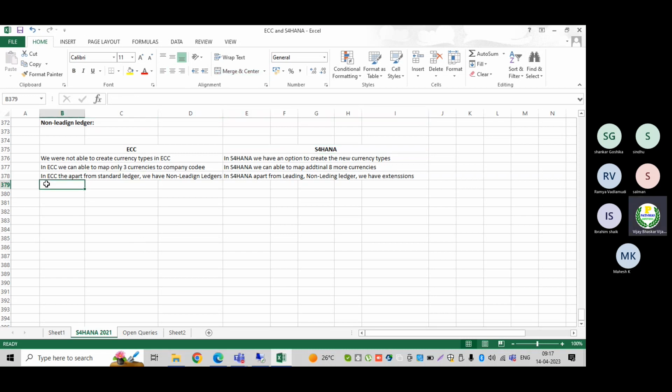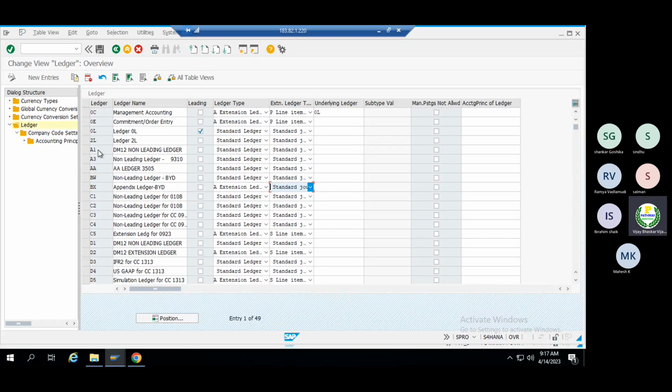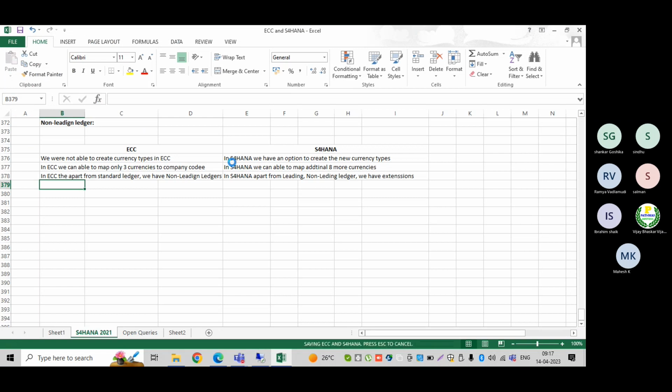So what we were doing: we have discussed accounting principles and ledgers. In ECC, apart from the leading and non-leading ledgers, we have the extension ledgers. There is one more point which I forgot: the document storage. This is a very important one.